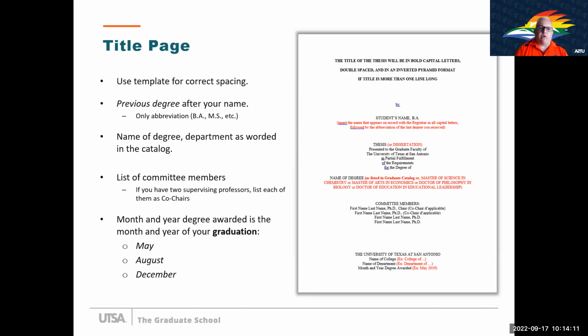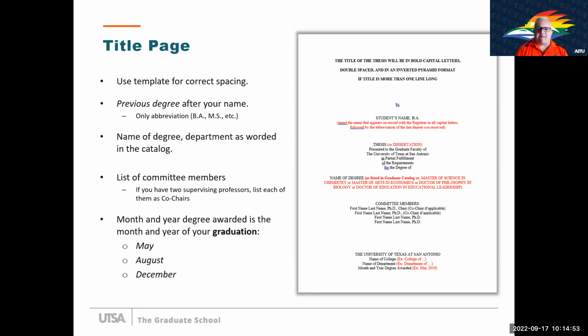You're going to want to include your previous degrees after your name. These are kind of common mistakes. So your previous degree after your name. So a Bachelor of Arts or a Bachelor of Science, a Master of Science, Master of Arts, etc. Whatever your previous degree, the one you currently have, is what you will put after your name. The name of the degree department is worded in the catalog. List of committee members. If you have 2 supervising professors or 2 co-chairs, you would list each of them as a co-chair. Otherwise, you just simply put their first name, last name, comma, PhD.